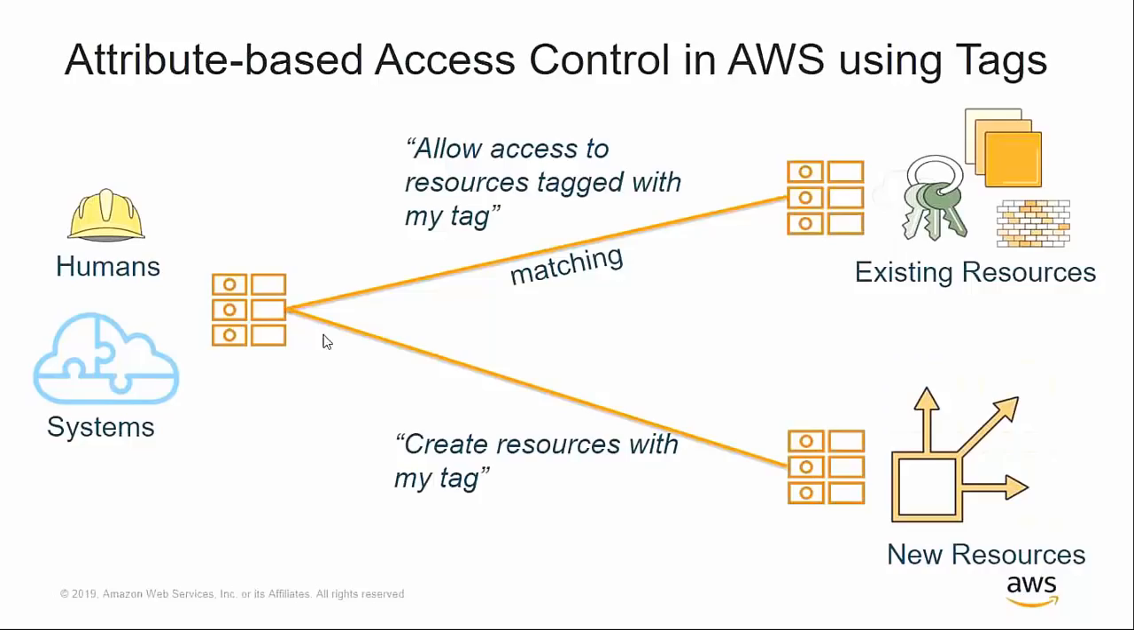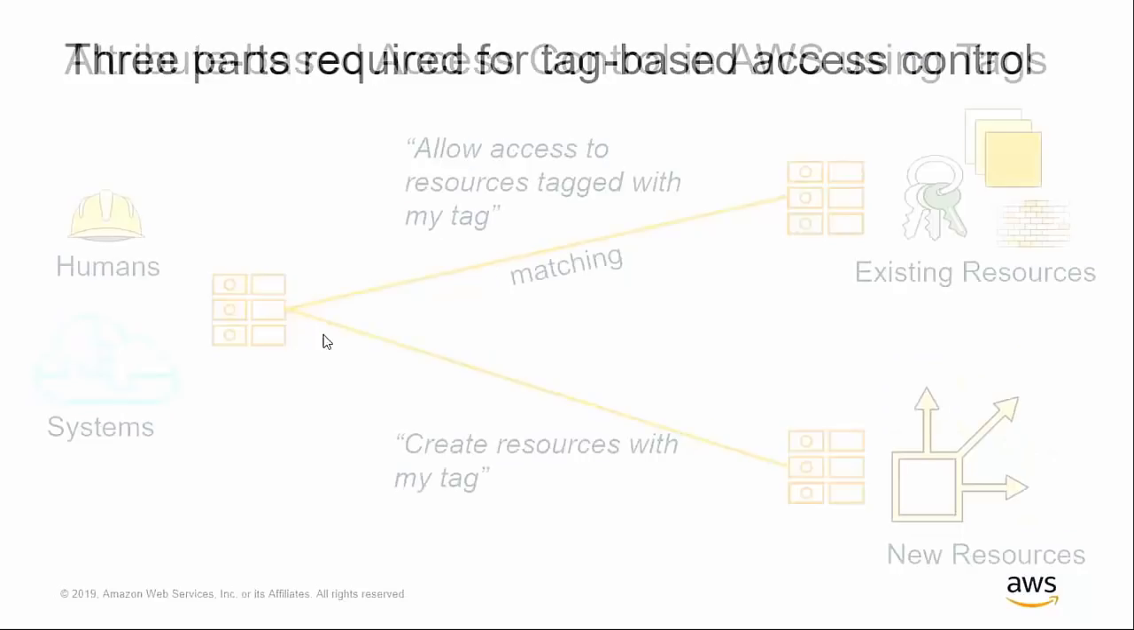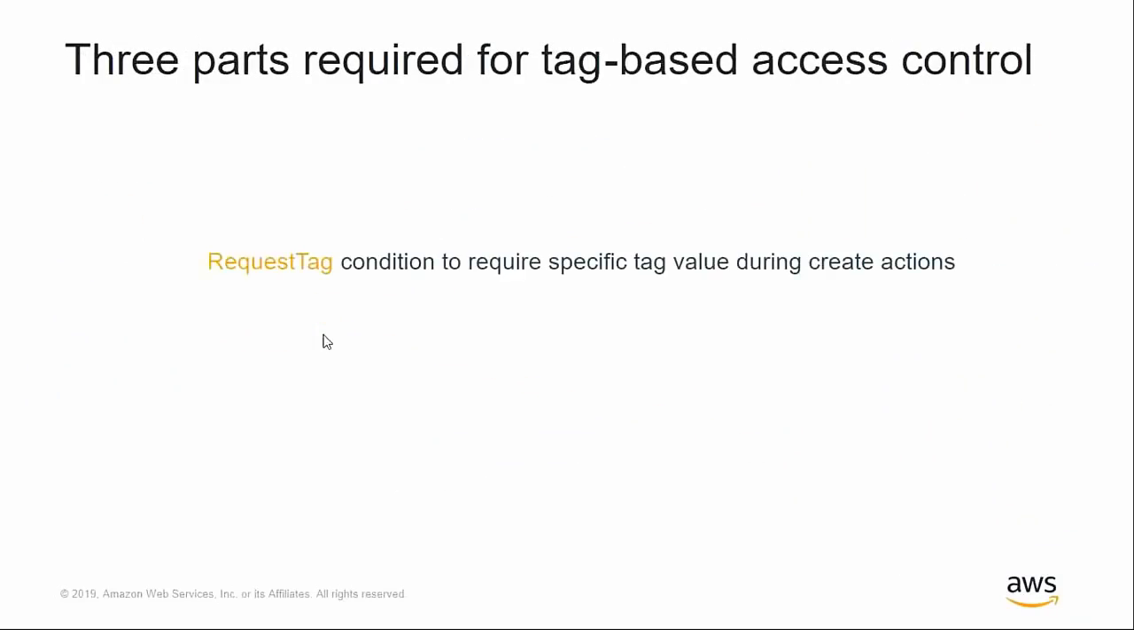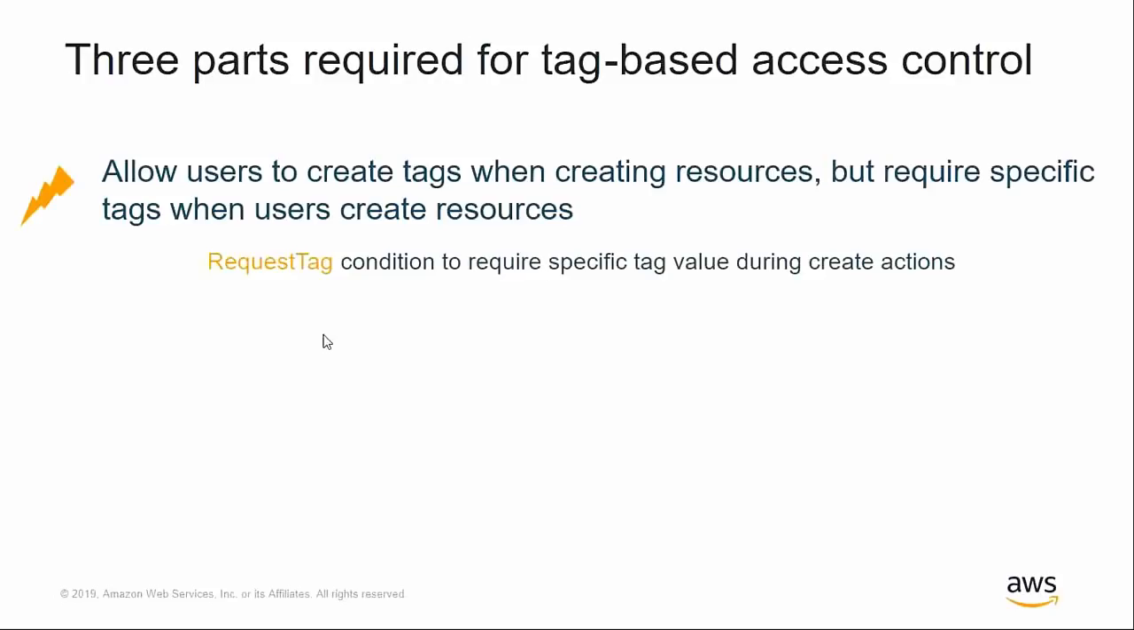And so here are the components of tag-based access control in AWS. So first, you need to allow users to create tags when creating resources. That was that bottom line. But you want to require specific tags when users create these resources. You want to make sure that those resources are tagged project equals bubbles, right? And so you do this using the request tag condition key.